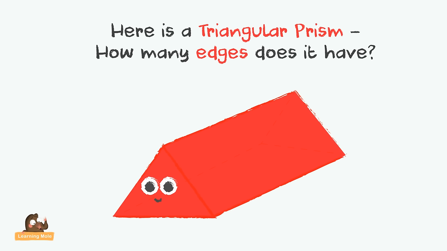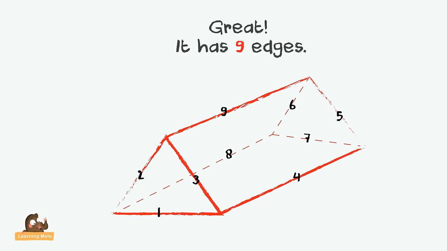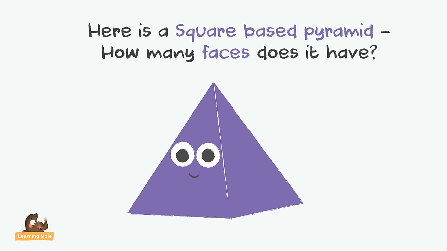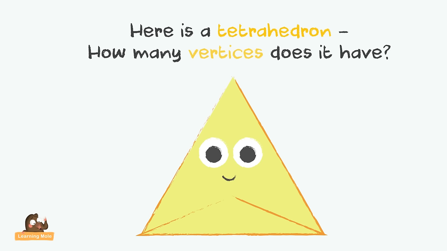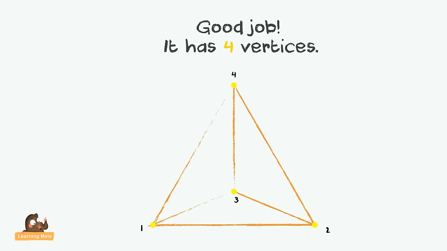Here is a triangular prism. How many edges does it have? 3, it has 9 edges. Here is a square-based pyramid. How many faces does it have? 5 faces. Here is a tetrahedron. How many vertices does it have? Good job, it has 4 vertices.